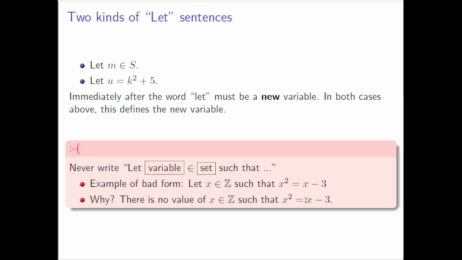Go ahead and use a graphing calculator. Graph y equals x squared. Graph that parabola. Then graph the line y equals x minus 3. Those two shapes don't intersect. That parabola and the line, they don't intersect each other. So that's why this is problematic, right?